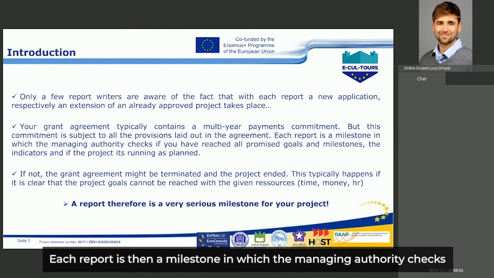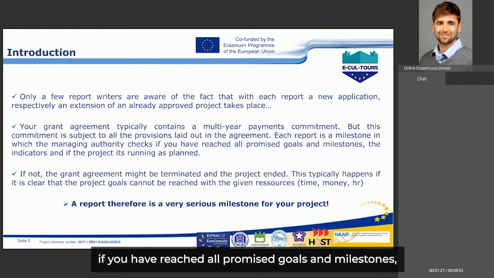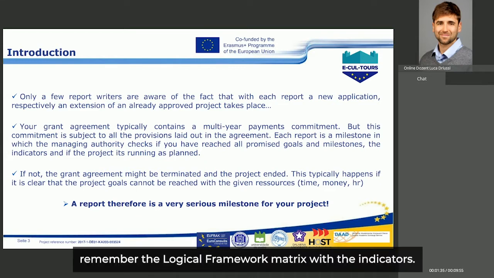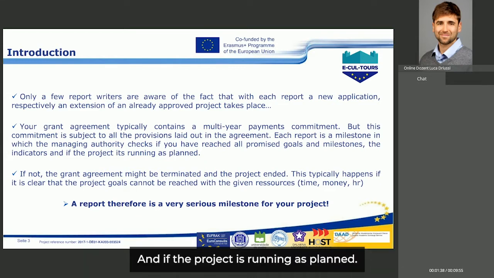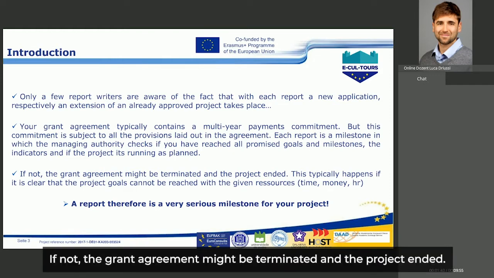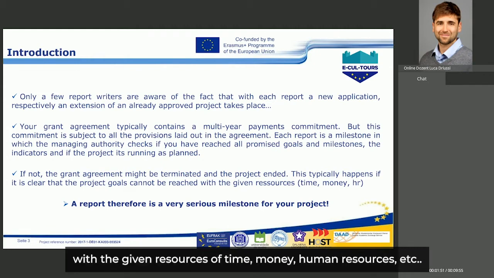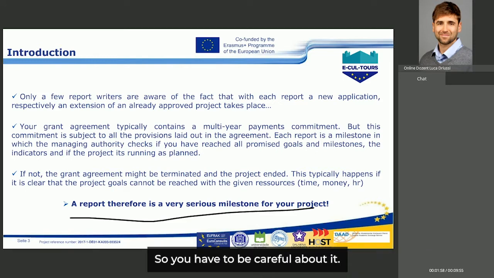agreement. Each report is then a milestone in which the managing authority checks if you have reached all promised goals and milestones, the indicators you have inserted, remember the logical framework matrix with the indicators, and if the project is running as planned. If not, the grant agreement might be terminated and the project ended. This typically happens if it is clear that the project goals cannot be reached with the given resources of time, money, human resources, etc. A report, therefore, is a very serious milestone for your project, so you have to be careful about it.